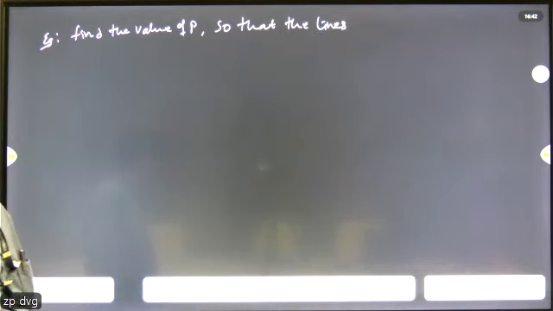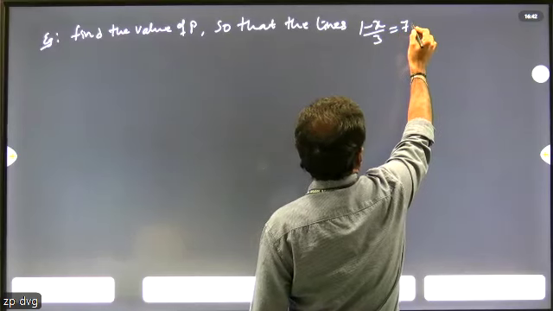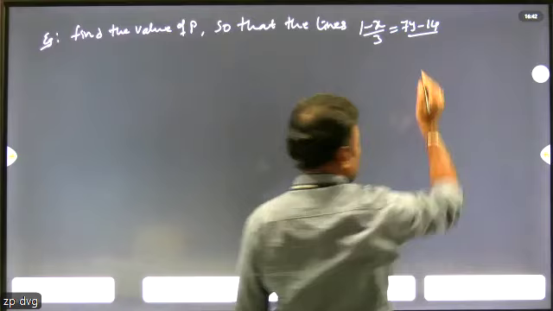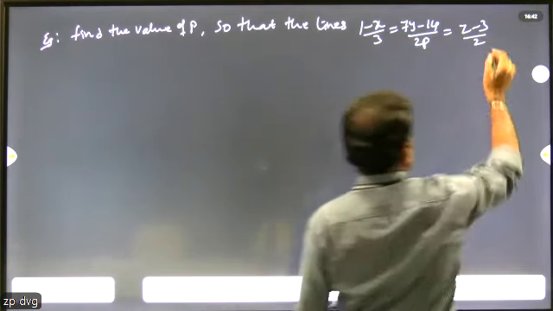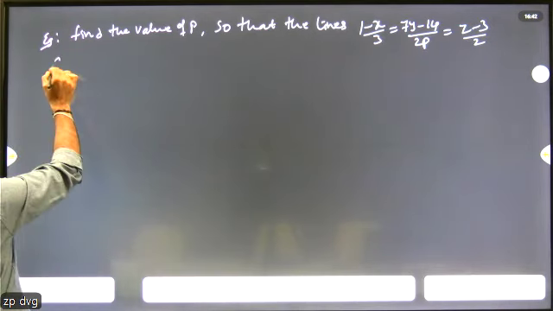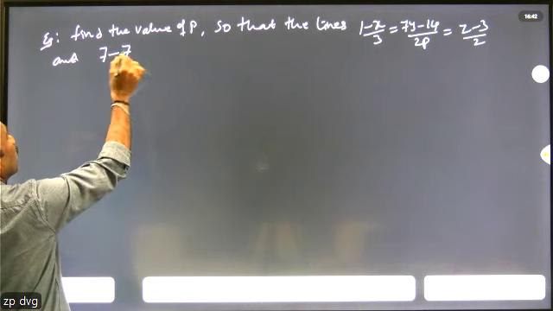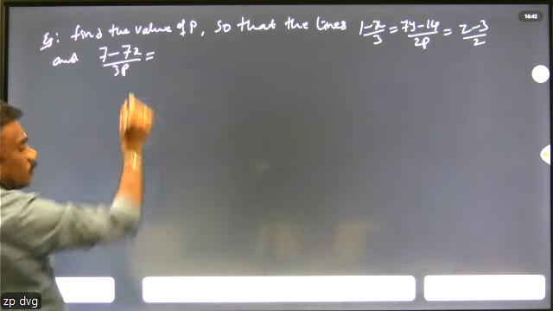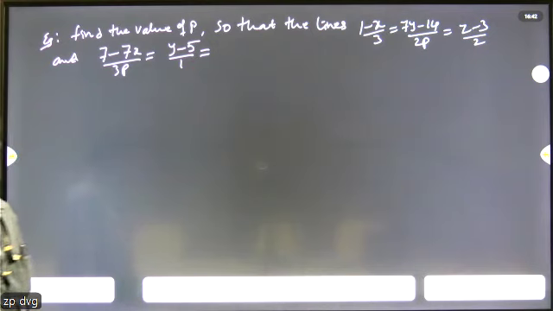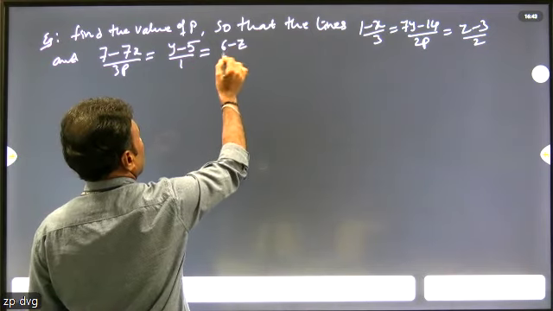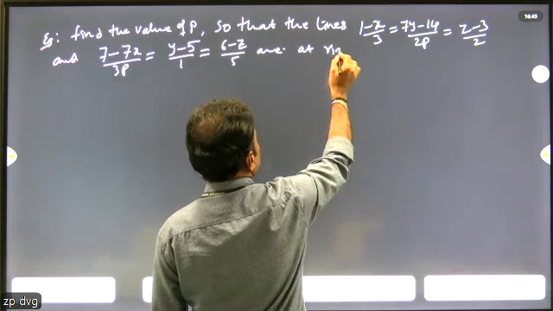Two lines are given and what are the lines? 1 minus x by 3 is equal to 7y minus 14 by 2p is equal to z minus 3 by 2, and 7 minus 7x by 3p is equal to y minus 5 by 1 is equal to 6 minus z by 5 are at right angles.